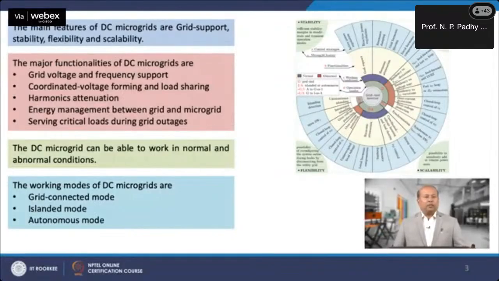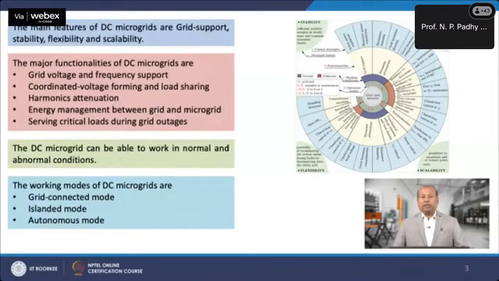The slide shows the features and various functionalities of the DC microgrid. The significant features of DC microgrid are grid support, flexibility, scalability and stability. Let us look into those features one by one carefully. In the grid support, the DC microgrid is capable of providing ancillary services.